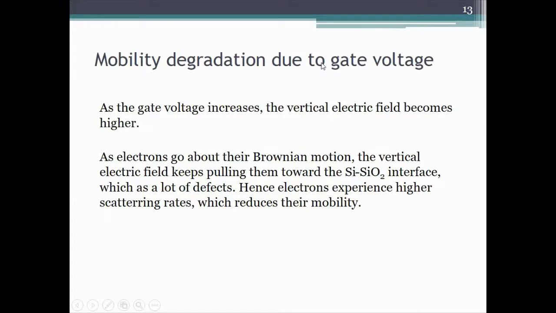So if electrons are moving close to the interface, they will experience many more collisions as they are traveling, and more collisions means lower mobility. Now what happens is, as we apply larger and larger gate voltage, electrons are pulled closer and closer to the interface because of the vertical electric field. And as they are pulled closer, they keep colliding more and more with the defects at the interface, and therefore the mobility is smaller as the gate voltage increases. That's all I'm going to say about it.